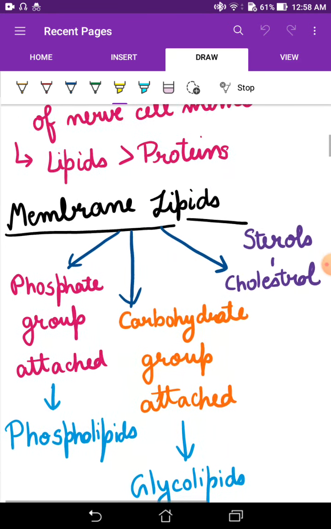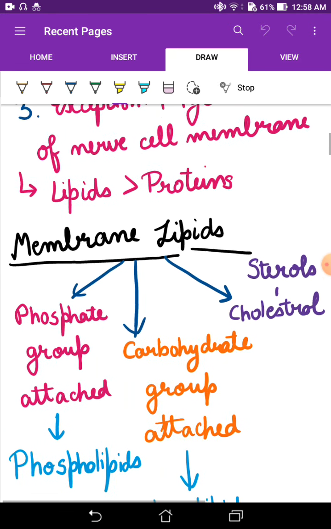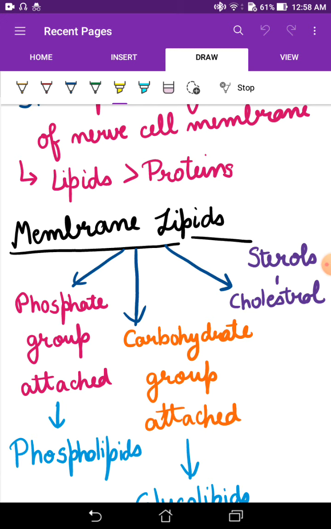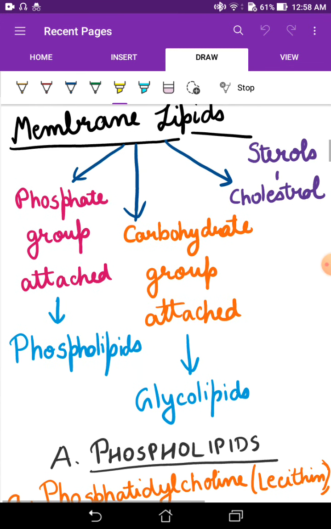Now, the three things: carbohydrate, protein and lipid. We will discuss all three of them in this lecture. Firstly, the membrane lipids. Lipids are of three kinds present in the cell membrane. The first one is the lipids that have a phosphate group attached. The second one is the carbohydrate group attached, and the third one is the sterols, which are called cholesterol.